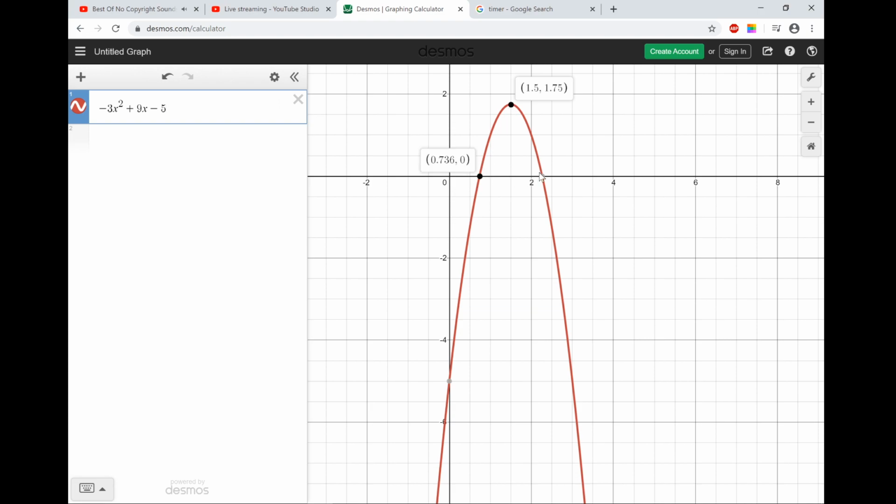Vertex, x-intercepts, y-intercept, point of reflection. Come on now. This is the hardest part, is getting this thing to snap onto that point. There.